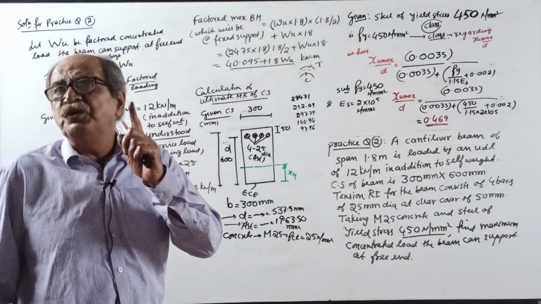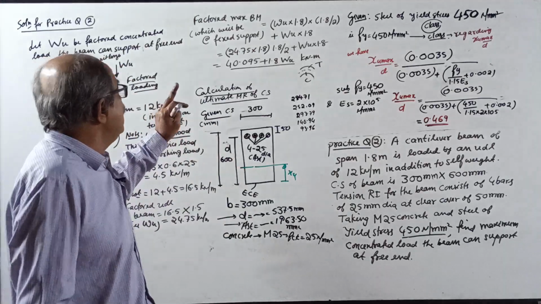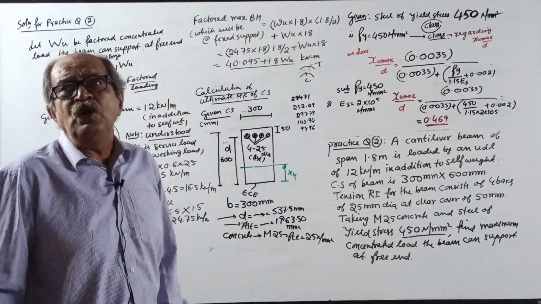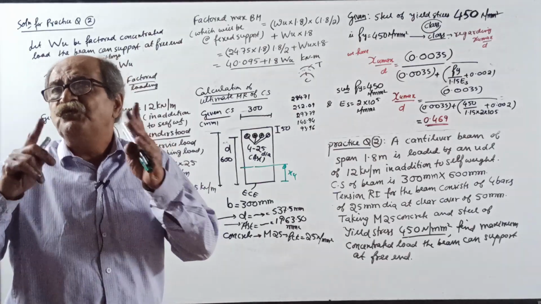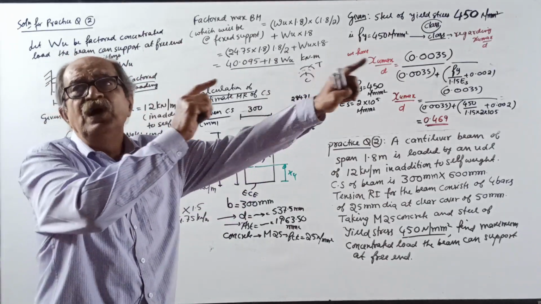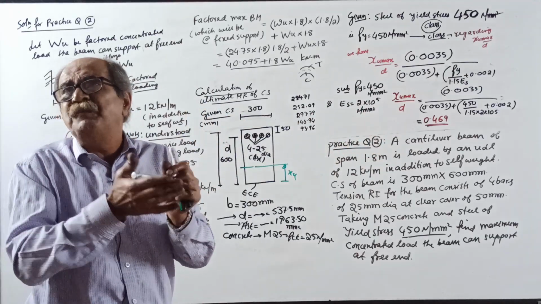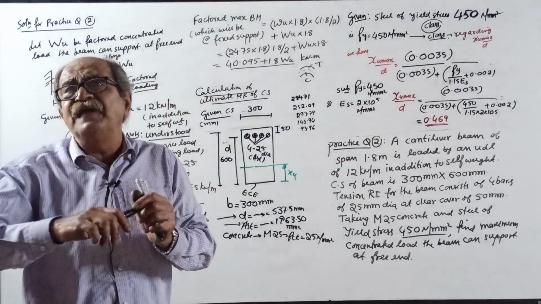Remember, when you take an unknown, we are equating the bending moment to MR. Bending moment means, in the limit state method, the factored bending moment equated to ultimate MR. So your bending moment should be factored for analysis.